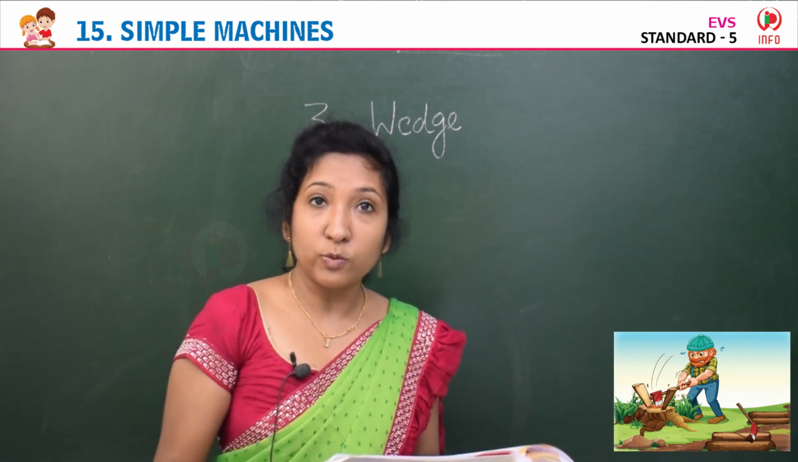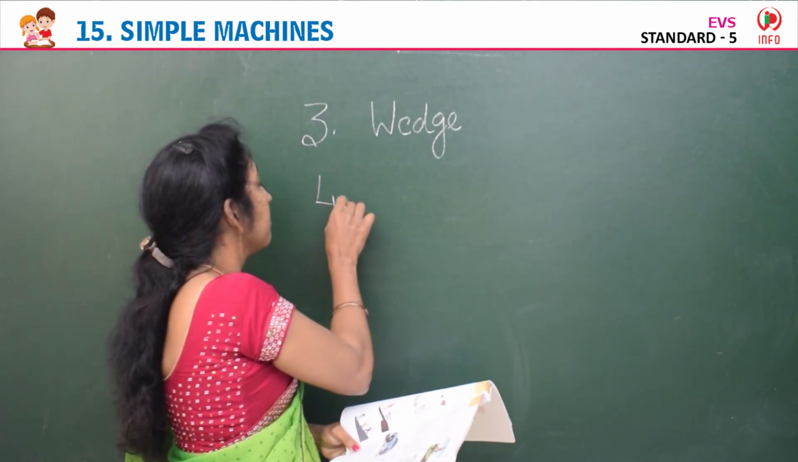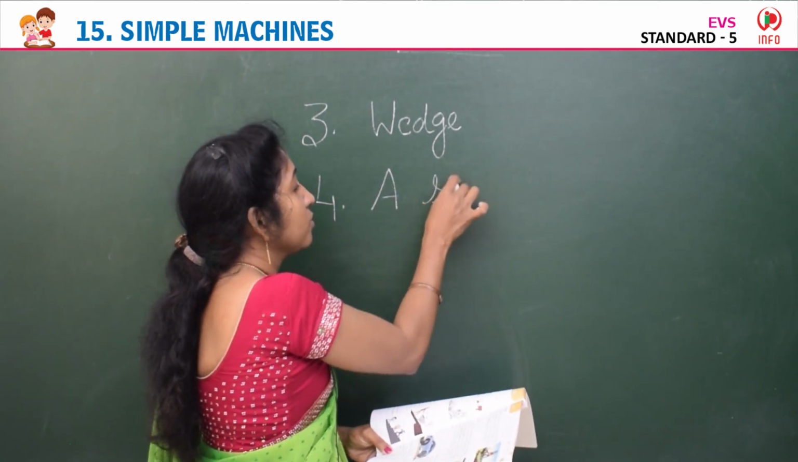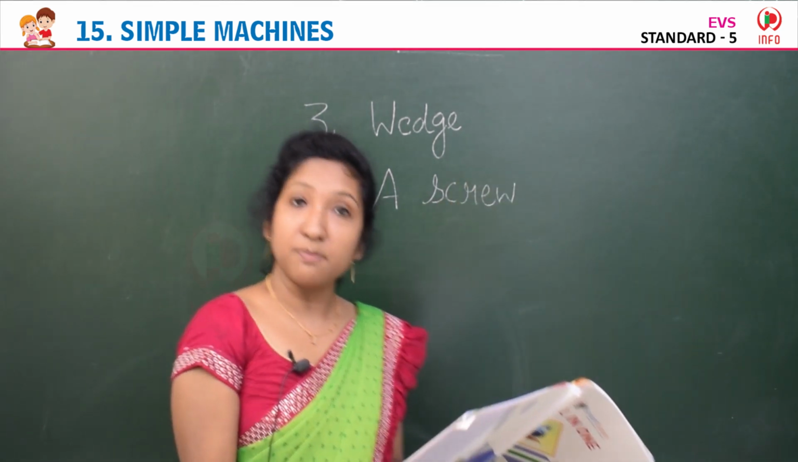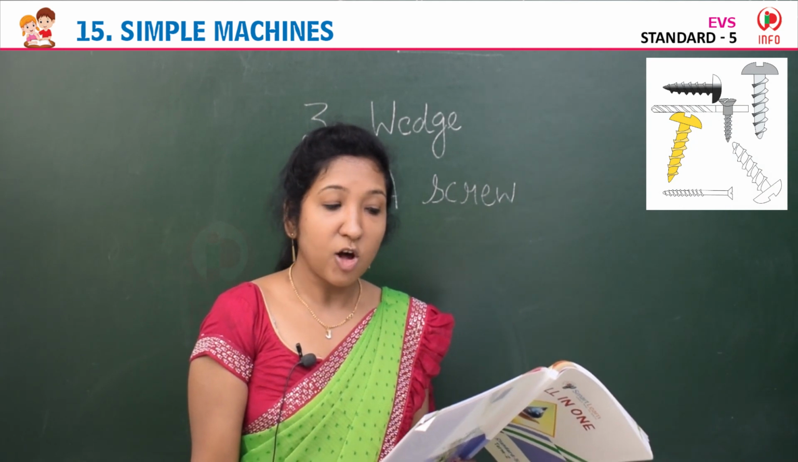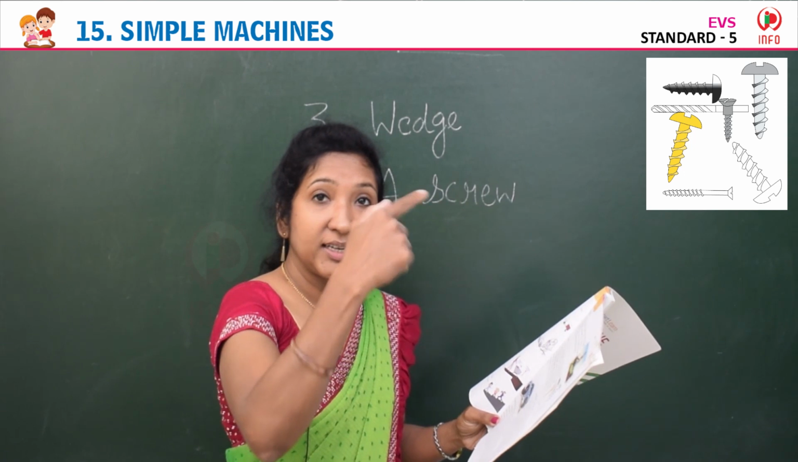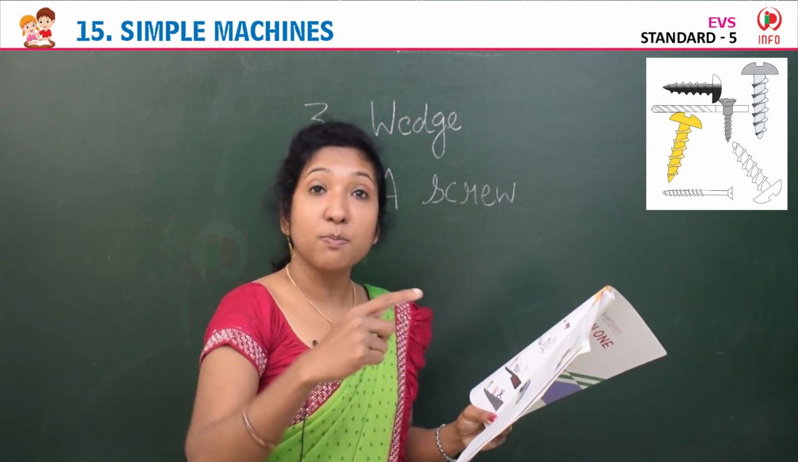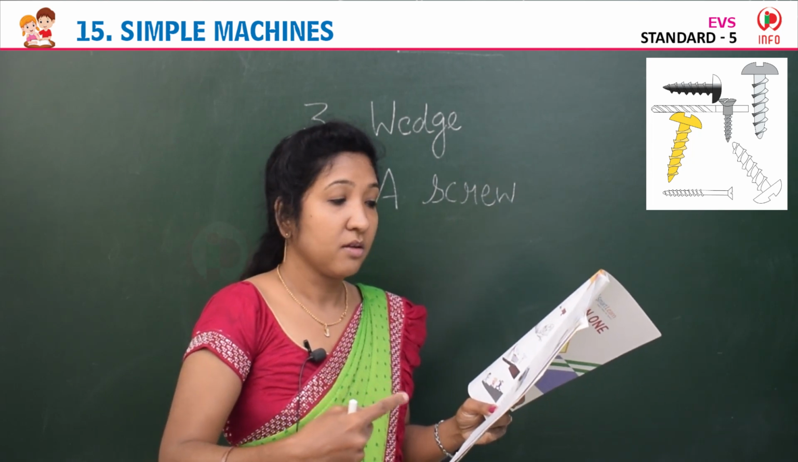Next is screw. A screw is a simple machine. It has a winding edge called thread. You can see the picture over there. A winding edge called thread. A screw is a spiral inclined plane.